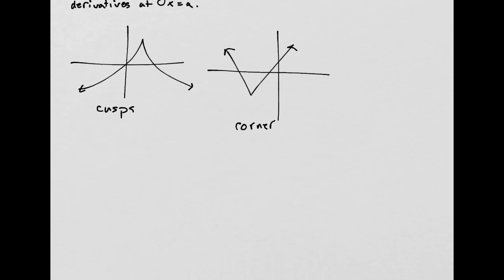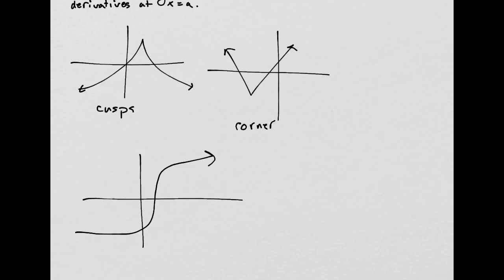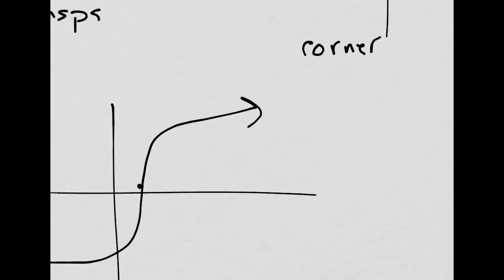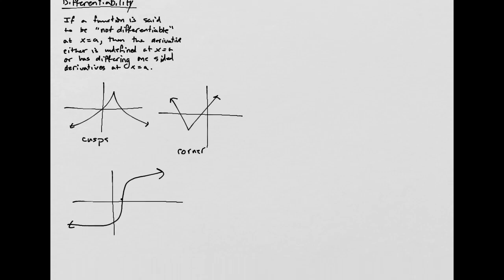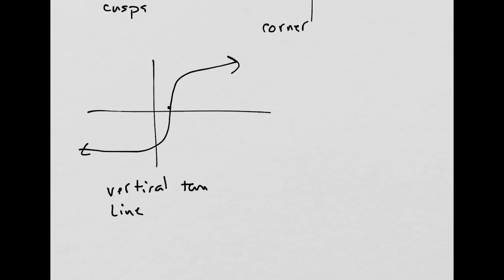Or you could have a vertical tangent line. So if you had something where there's a single point with a completely vertical tangent line, that corresponds to a vertical slope, but we know that vertical slopes are undefined slopes. So this one would be a vertical tangent line.